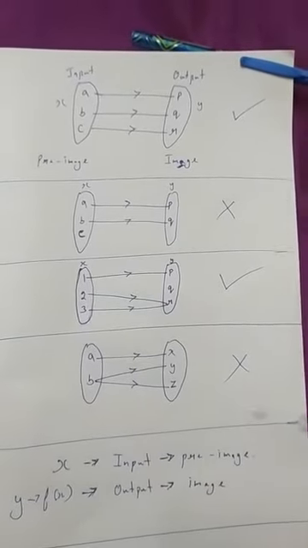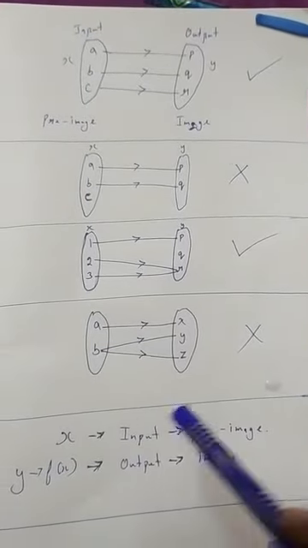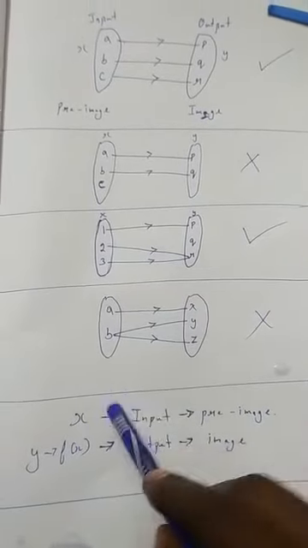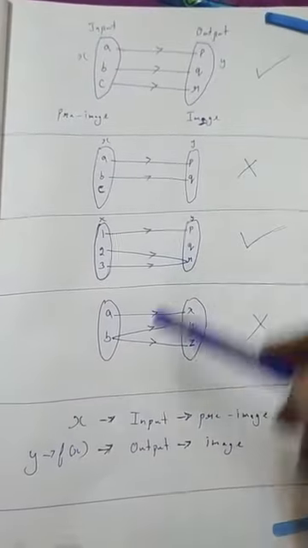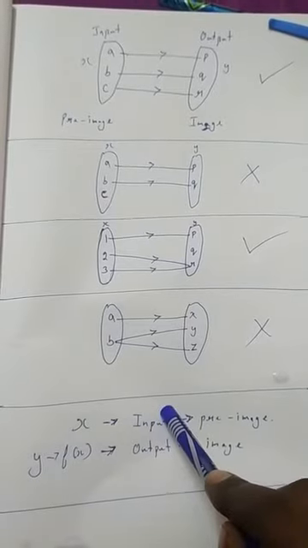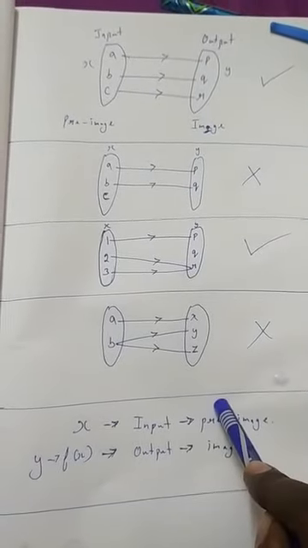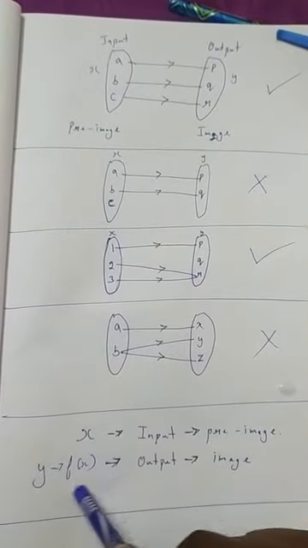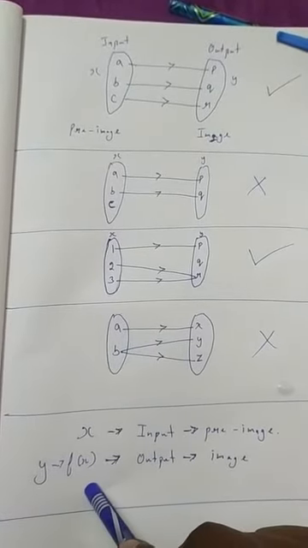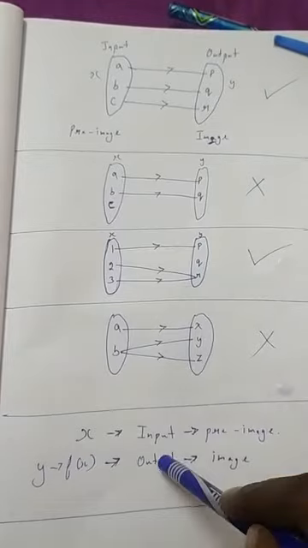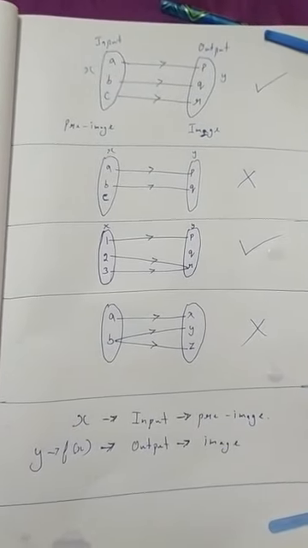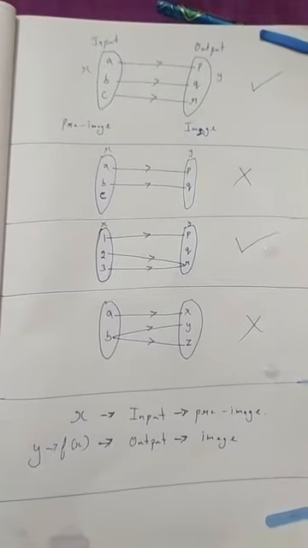So these are the examples of functions. If you look at this one, it is some hint. The first elements are always considered as X, otherwise called input, otherwise called pre-image. Second elements are always considered as Y. So here Y is otherwise called f of X, and it is otherwise called output, and another name is image, right? So that's all about the introduction of function. Thank you.